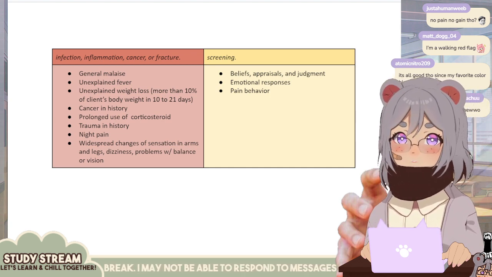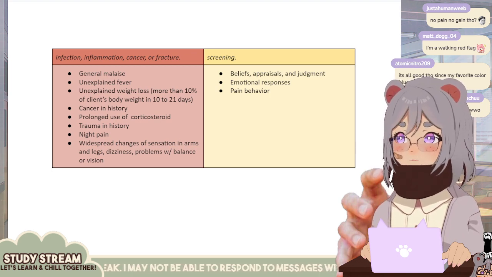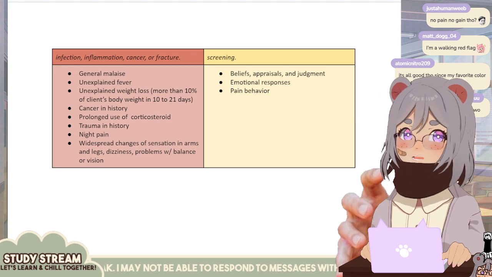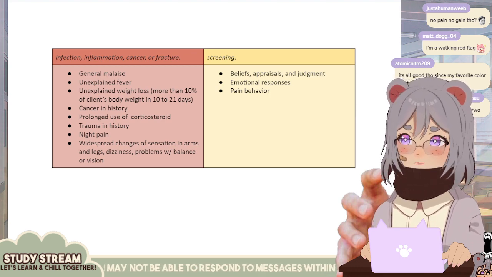Night pain is also indicative. Night pain can be very common in things like carpal tunnel syndrome, where night pain is pretty prominent. And I think if you do have cancer, night pain is also very prominent. But you get night pain for various things, you know?